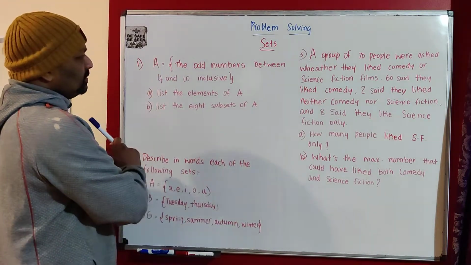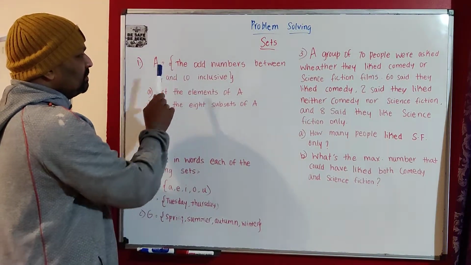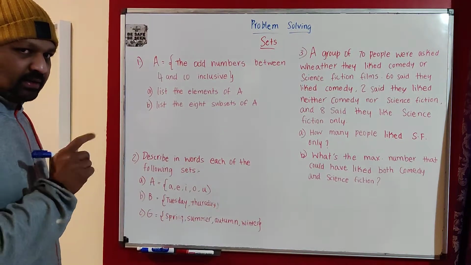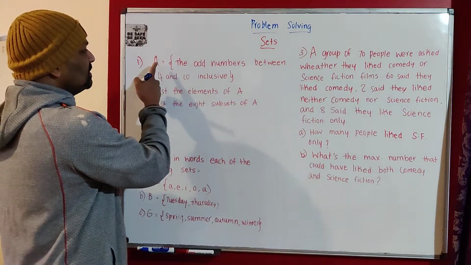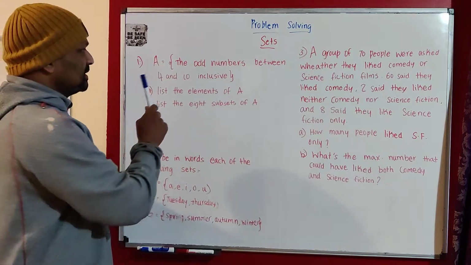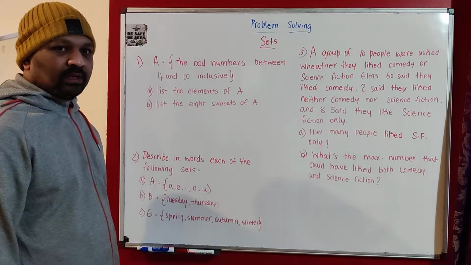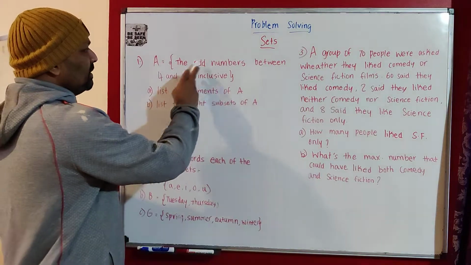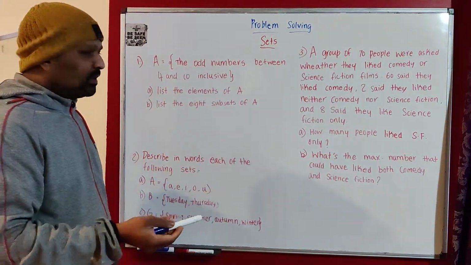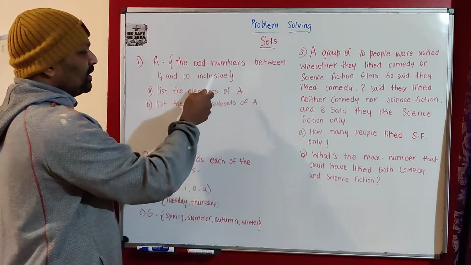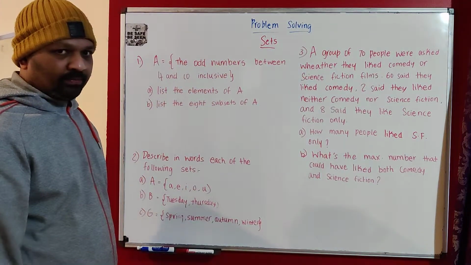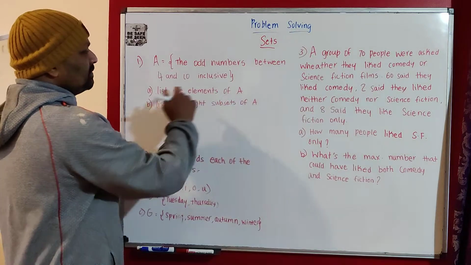A is equal to, what are these curly braces meant for? It's a set. It indicates a set, which means A is a set. The odd numbers between 4 and 10 inclusive. So the elements are the list of odd numbers between 4 and 10, including 4 and including 10. Okay, so list the elements of A.